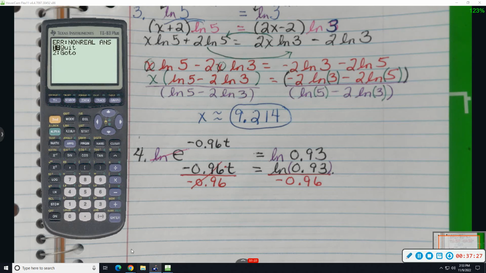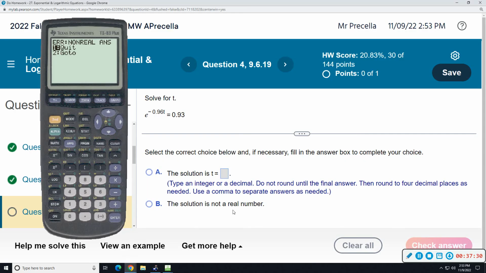Non-real answer. So you might be tempted to come over here and choose answer B, the solution is not a real number. What it really means is you messed up. So don't choose answer B. Instead, let me punch it in correctly: ln 0.93 close parentheses divided by negative 0.96. Now I won't get an error.